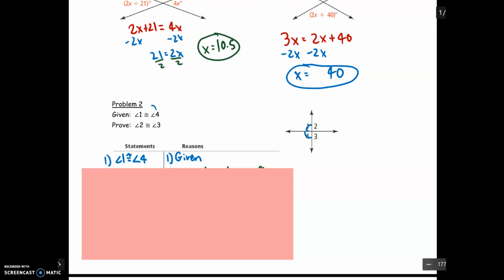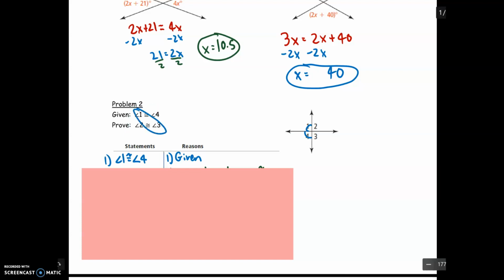I could try to say something about angle 4 and angle 3. Again, I can't exactly show that those are congruent. We might know that's true, but we have to prove it. So instead, we can try to look for any connection between angle 1 and angle 3 or angle 2 and angle 4. So again, basically we're looking for a way to get from our given information to find a way to prove things about those other two angles.